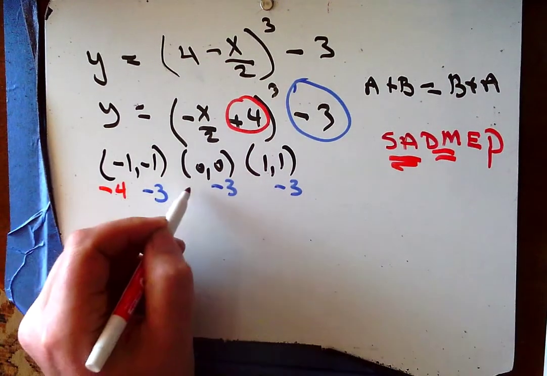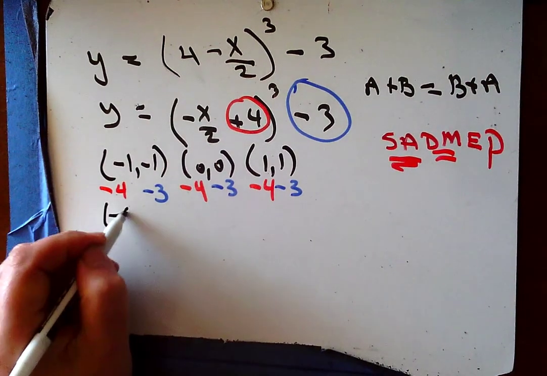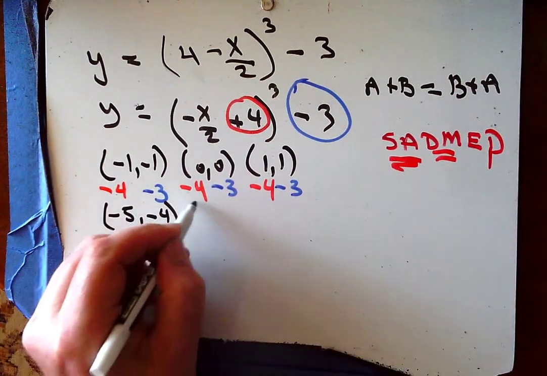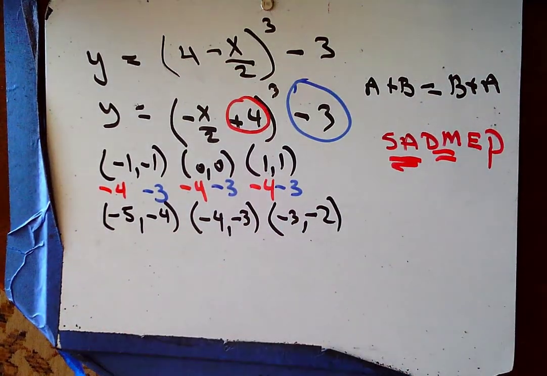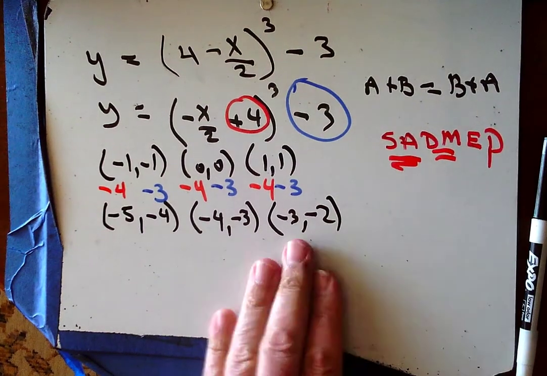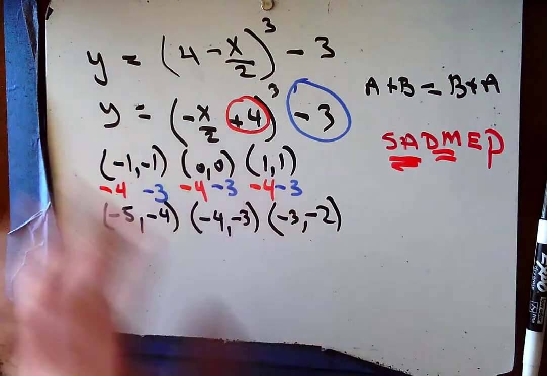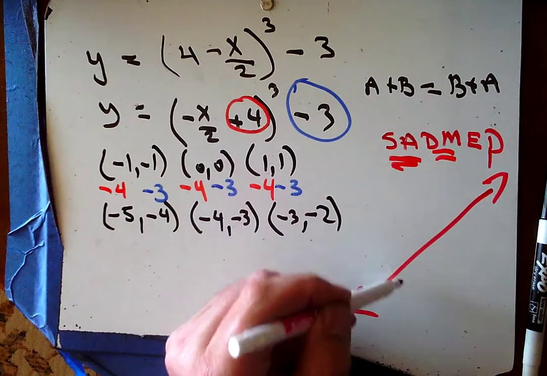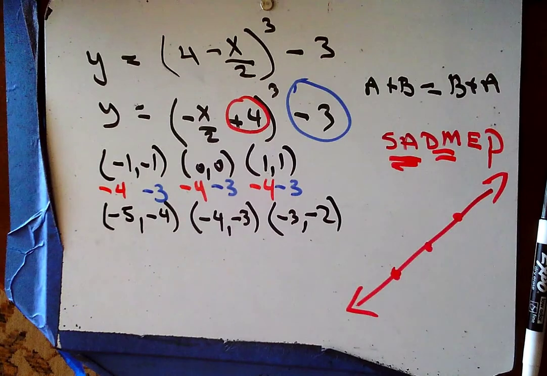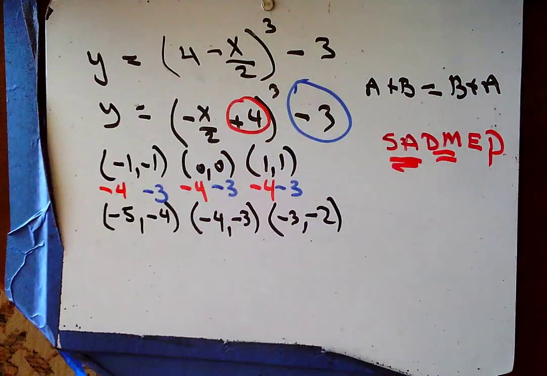I need to subtract 4 from all the x's. I'll have negative 5, negative 4; negative 4, negative 3; negative 3, negative 2. And remember, these are the same reference points as like y equals x, so you could pass through all these points on a line. It's not sufficient just to do the transformations. You have to be thinking about the reference graph. This is y equals x to the third.